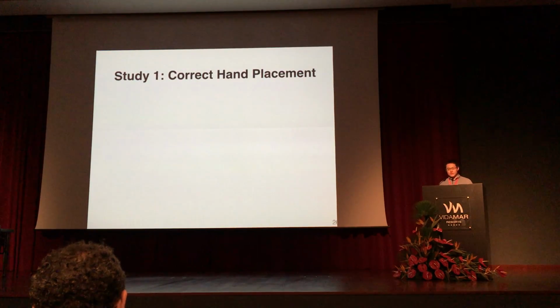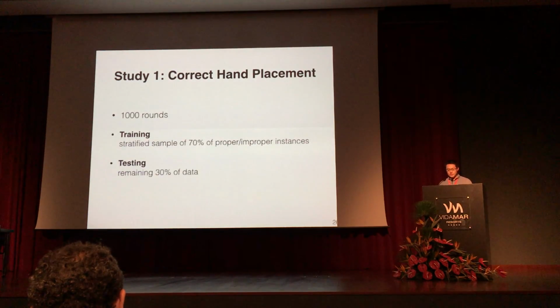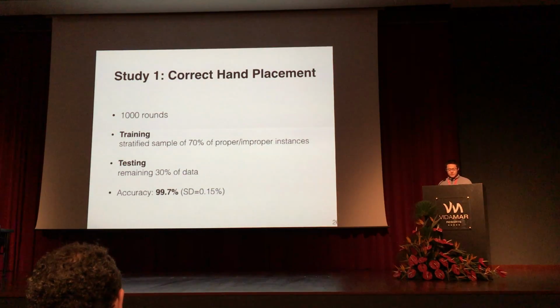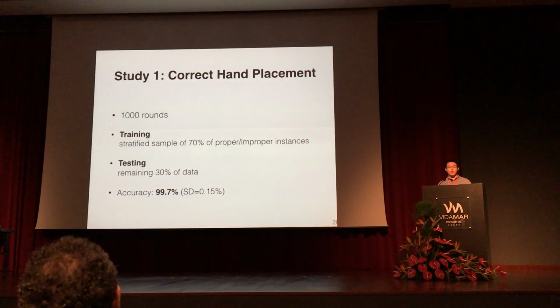To evaluate the accuracy of the hand placement classifier, we ran 1,000 rounds of simulation. In each round, we randomly chose a stratified sample consisting of 70% of the proper and improper hand placement data to form our training set and tested it on the remaining 30% of data. Overall accuracy was 99.7%, demonstrating robust rejection of incorrect hand placement, which is an important pre-check before attempting authentication or identification.